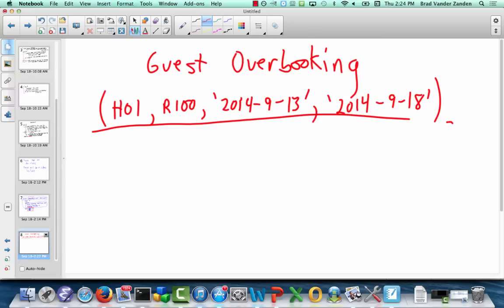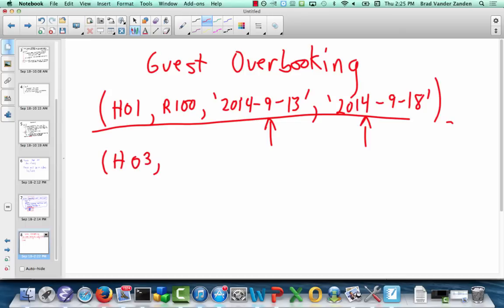Now, in order to do that, you're going to have to look at what separates a false positive from a true overbooking situation. Okay, so one thing you might immediately say is, well, in both cases, the date from and the date to is going to be the same. So I'm going to eliminate false positives by saying I'll eliminate all tuples where the date from and the date to is the same. Okay?